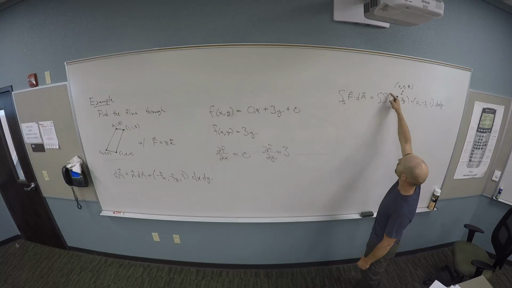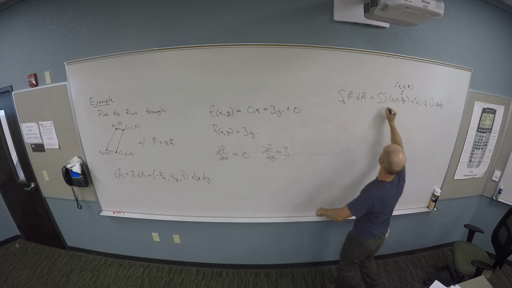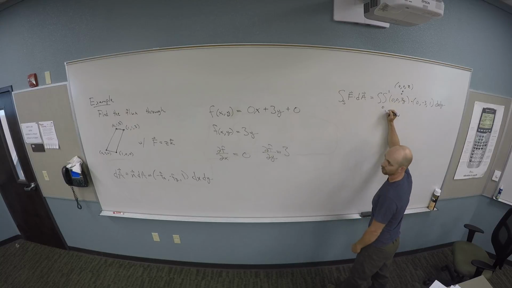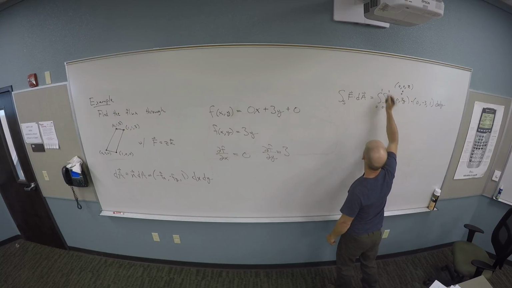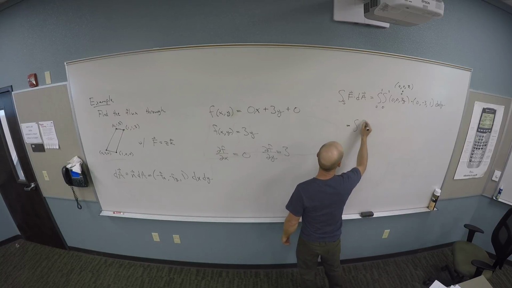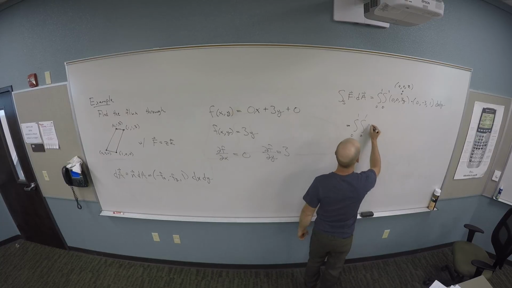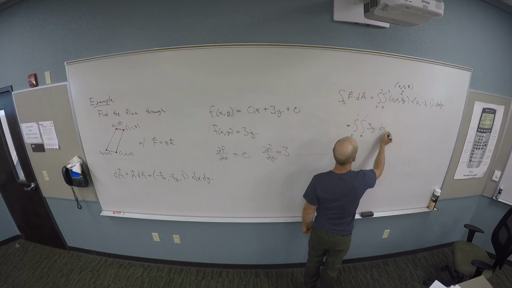And now where do the x's range? 0 to 1. And where do the y's range? Also 0 to 1. Perfect. So once I do the dot product here, I've got the integral from 0 to 1, the integral from 0 to 1 of what? 3y. Perfect. 3y dx dy.